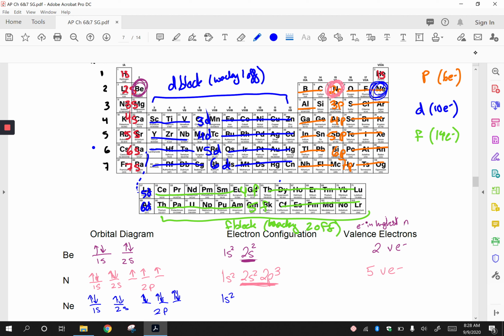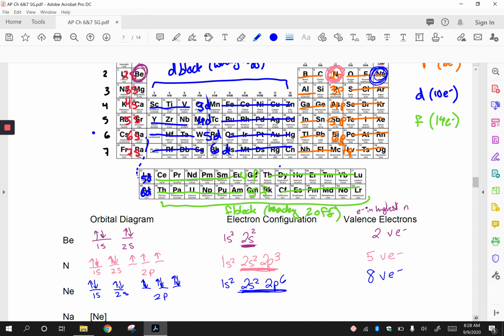Or if I wanted to do the electron configuration, 1s2, 2s2, 2p6. My valence electrons: my highest energy level here is the second energy level, and so these are all in the second energy level. There are 2 in the s, 6 in the p, for a total of 8 valence electrons.